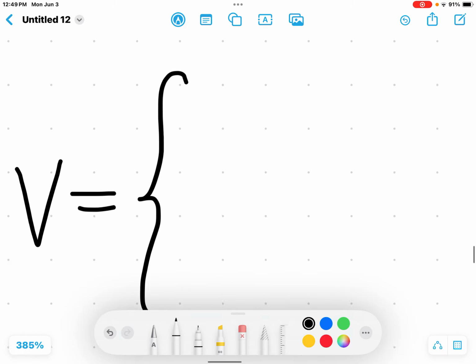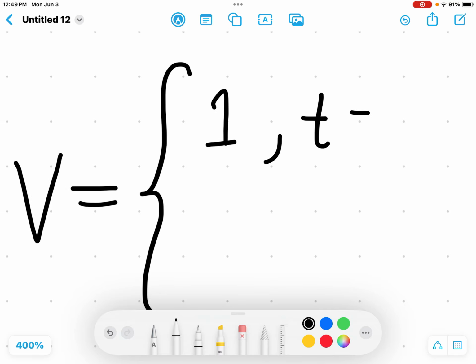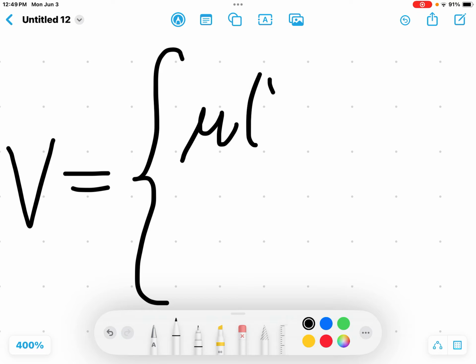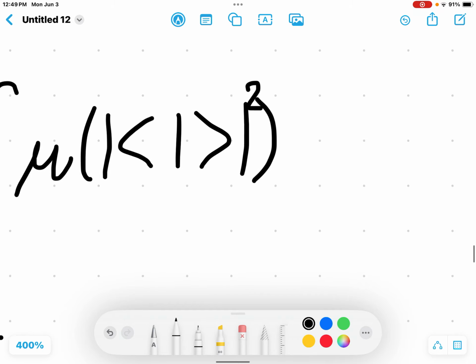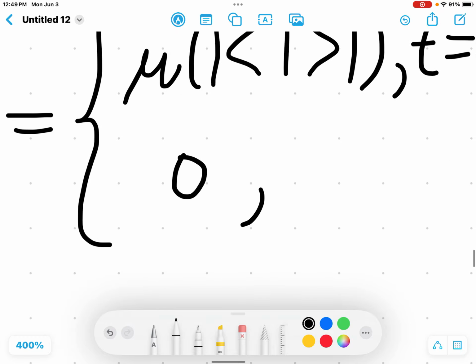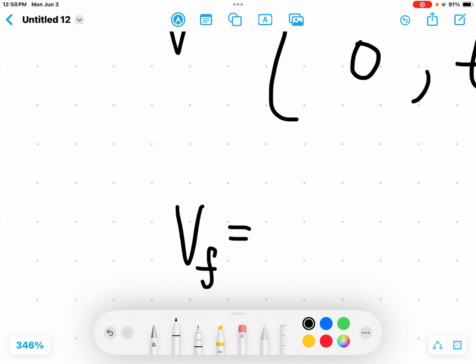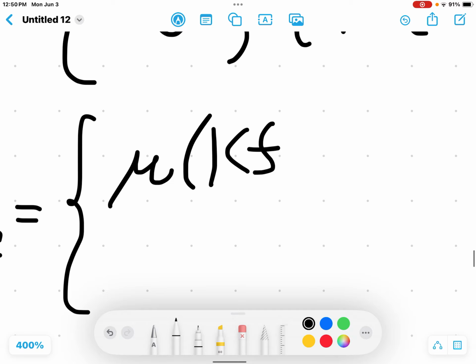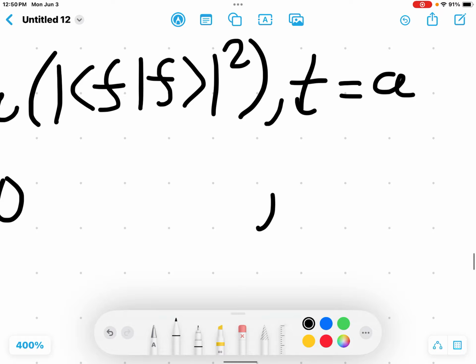So I have the requirement that my potential V is equal to 1 at t equals a, or rather it's a certain measurement, the measurement of the square of the probability amplitude of my certain wave function at t equals a, and it's 0 when t is not equal to a, else. So in this case, V for my f would be equal to a measure of the square of my f wave function when t is equal to a, and 0 when t is not equal to a.